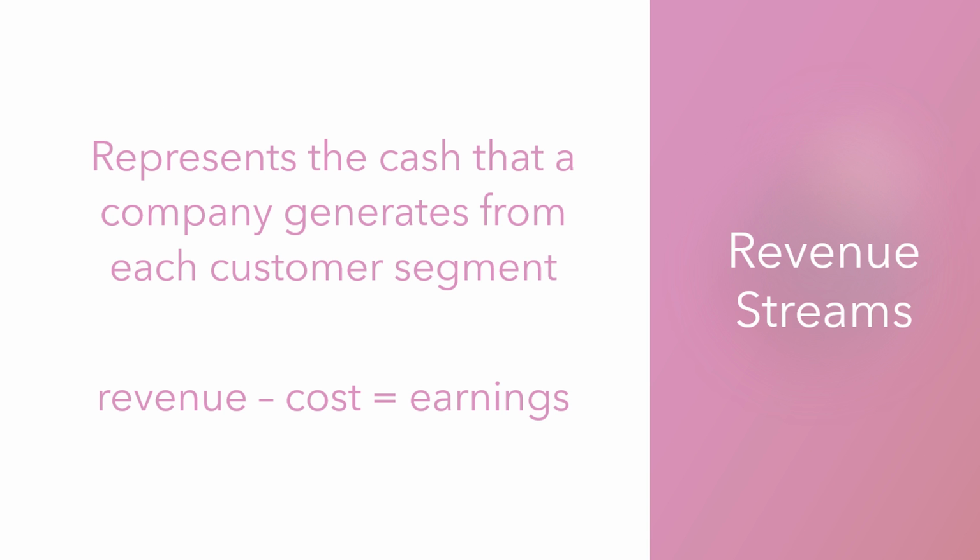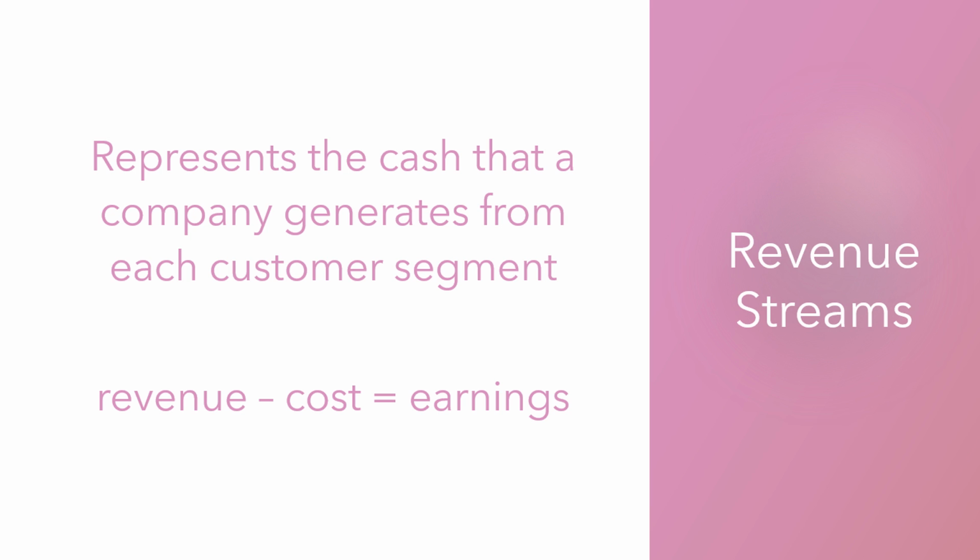So finally, in our business model canvas, we are going to look at revenue streams. And revenue streams represent the cash a company generates from each customer segment. And so here you want to remember that costs must be subtracted from revenues to create earnings. So if a customer comprises the heart of the business model, basically a revenue stream would be its arteries.